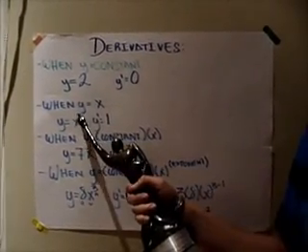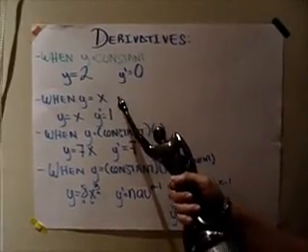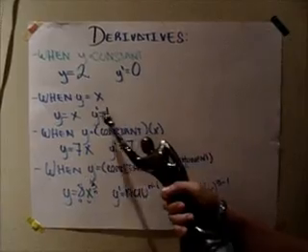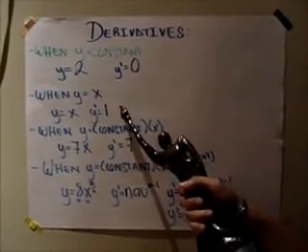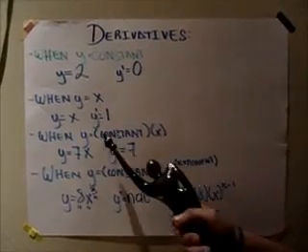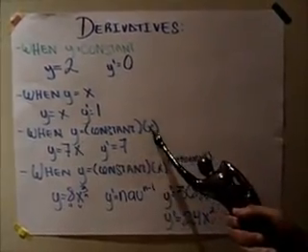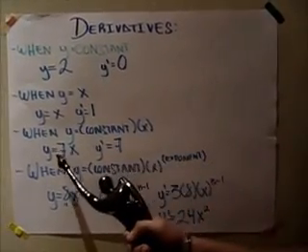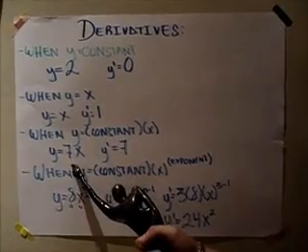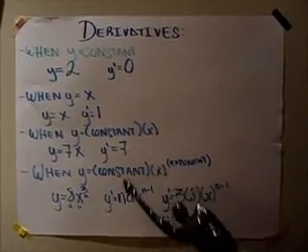The second one is when y is equal to x. The derivative is always going to be 1. For example, y equals x, derivative equals 1. The third one is when y is equal to a constant times x, the derivative is going to be the constant. For example, y equals 7x, the derivative is going to be 7.